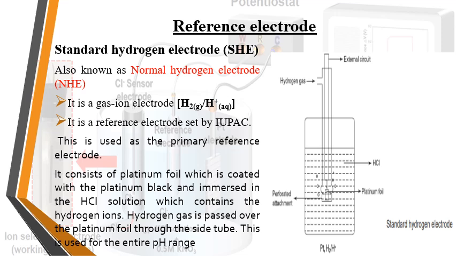This is used for the entire pH range. It is mainly the standard hydrogen electrode. Its disadvantage is its instability due to the presence of oxidizing and reducing agents and the purity of the hydrogen.